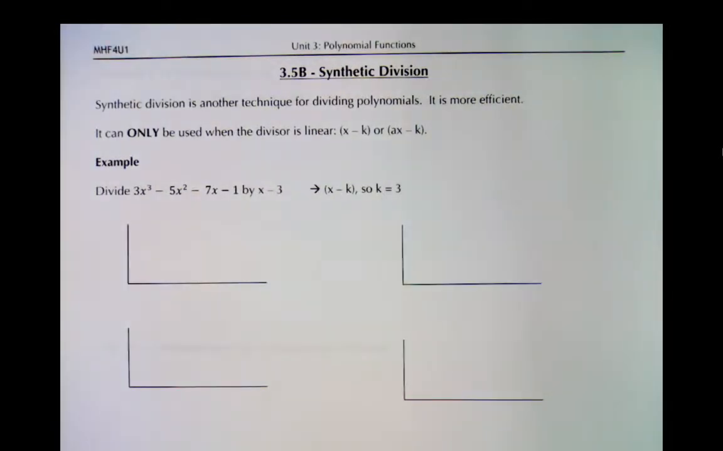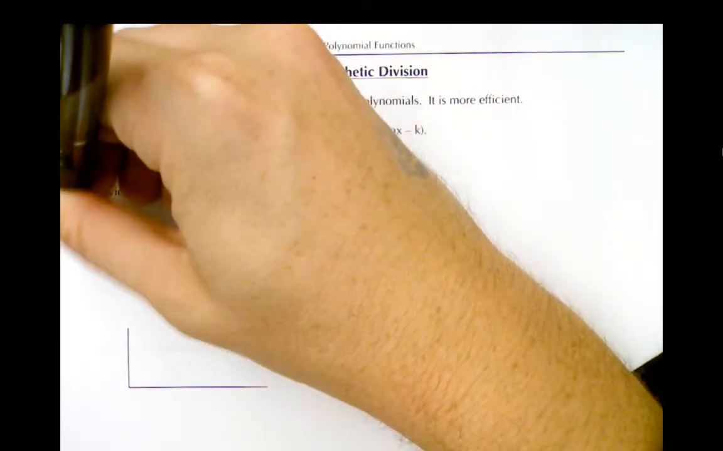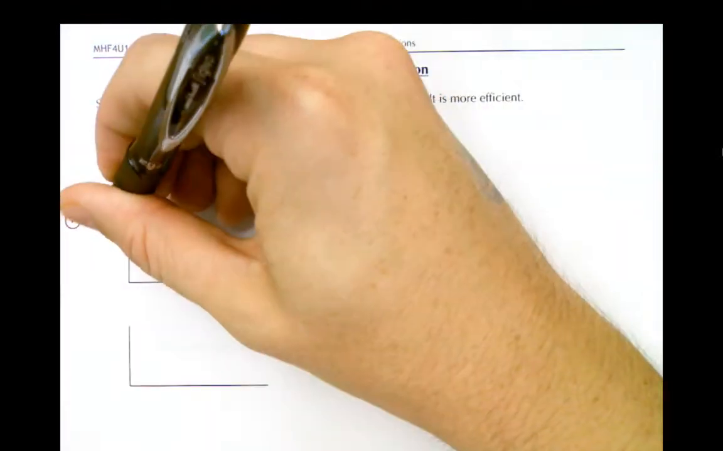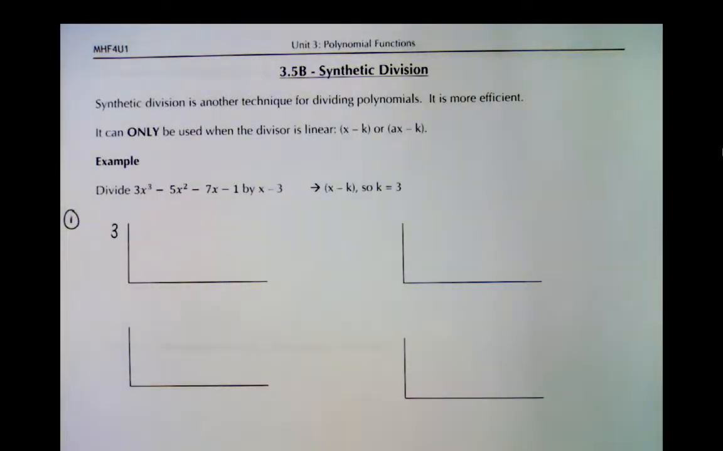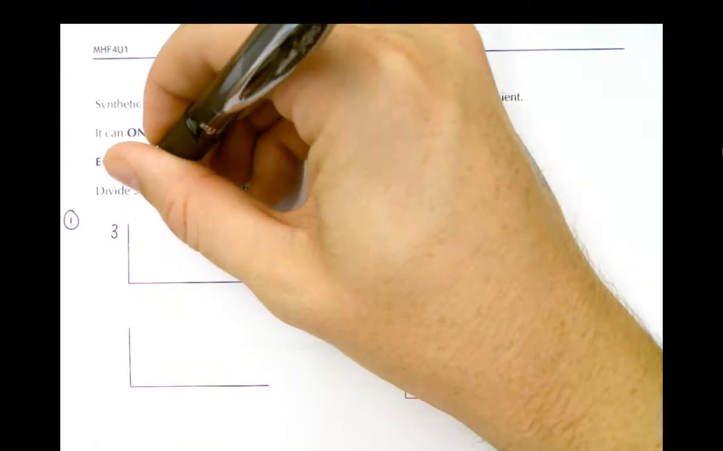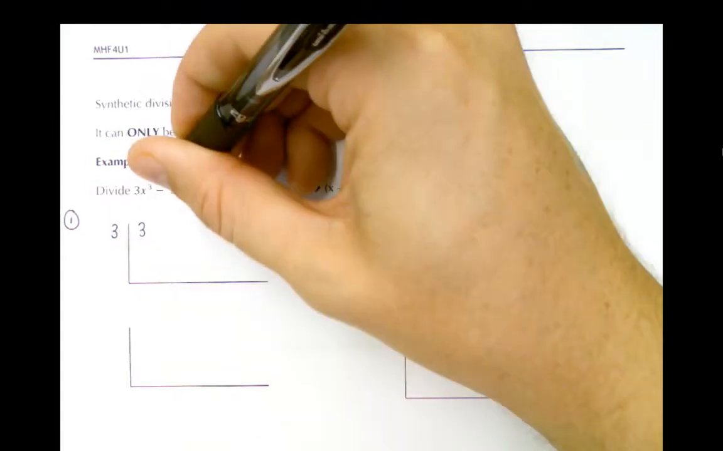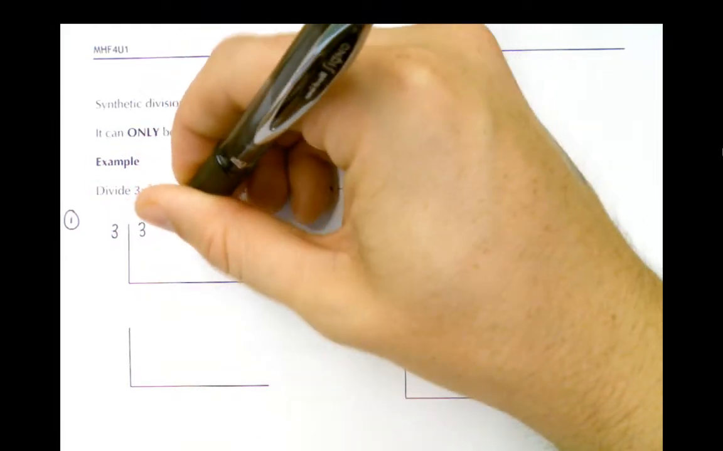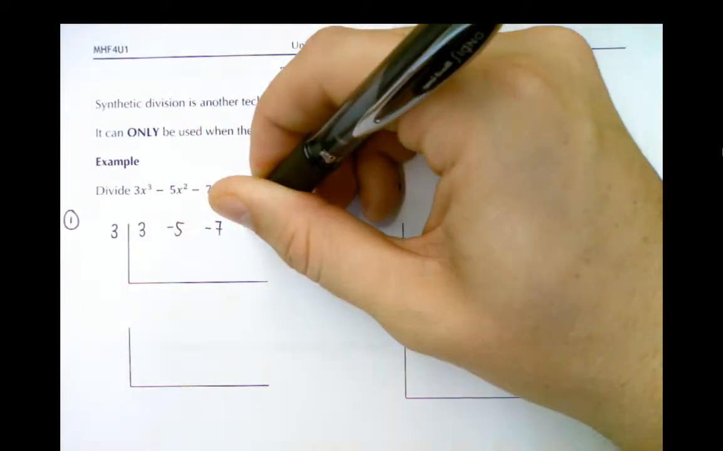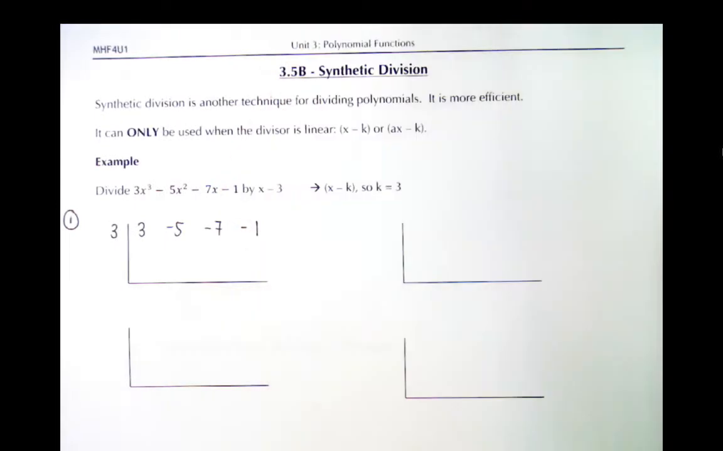So here's how we set it up. We'll call this step 1. We write our root, k, right here. And we write the coefficients of the polynomial that we're dividing along the top. So the coefficient on the x cubed term is 3. The coefficient on the x squared term is minus 5. The coefficient on the x term is minus 7. And the constant is minus 1.